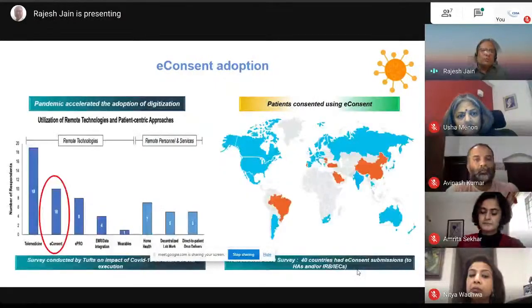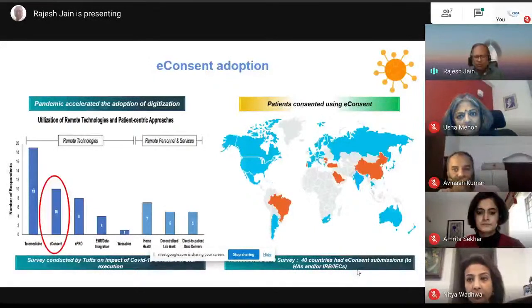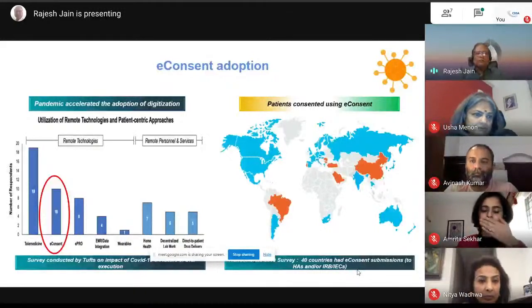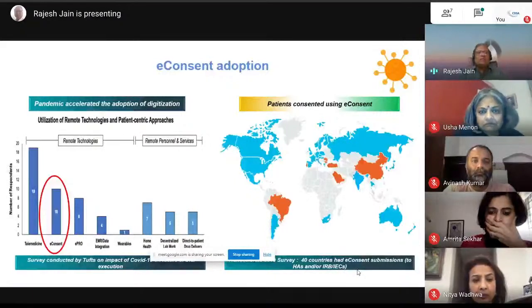So if e-consent is so great, what's happening about its adoption? And these are certain survey reports that came out from surveys conducted in 2019 and 2020. On the left is a survey that was conducted by Tufts University, and you realize that amongst all the technologies, e-consent, after telemedicine, has the highest adoption rates.